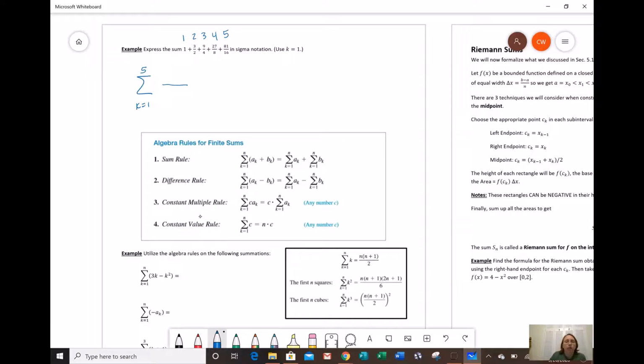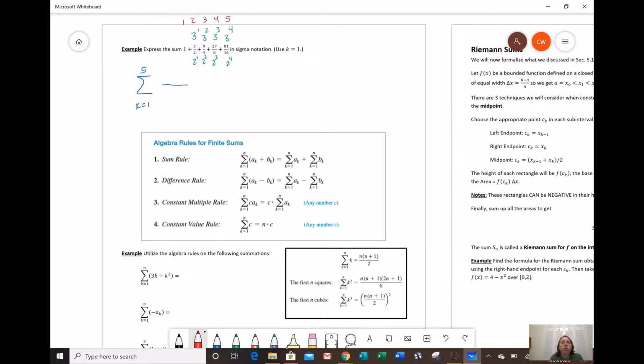So let's rewrite these fractions. Move my k values out of the way so I can rewrite my fractions. So this is really 3 to the 1st, 3 to the 2nd, 3 to the 3rd, 3 to the 4th. On the bottom we have 2 to the 1st, 2 to the 2nd, 2 to the 3rd, and 2 to the 4th. Let me bring my k values back over. Remember, our k values were 1, 2, 3, 4, 5.